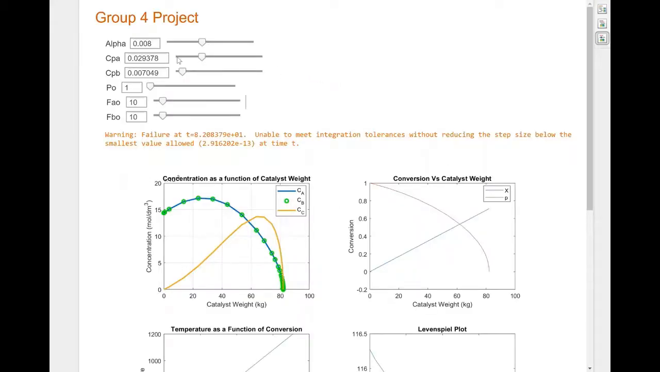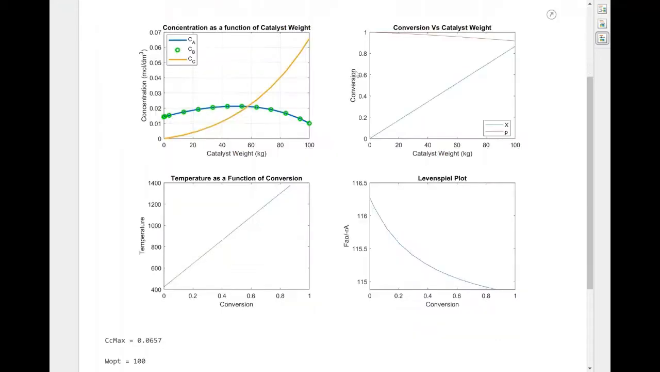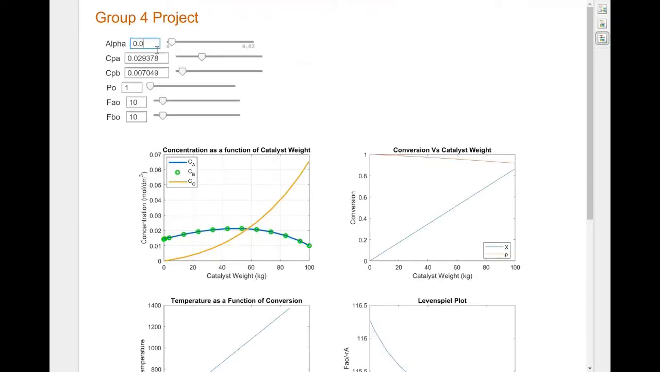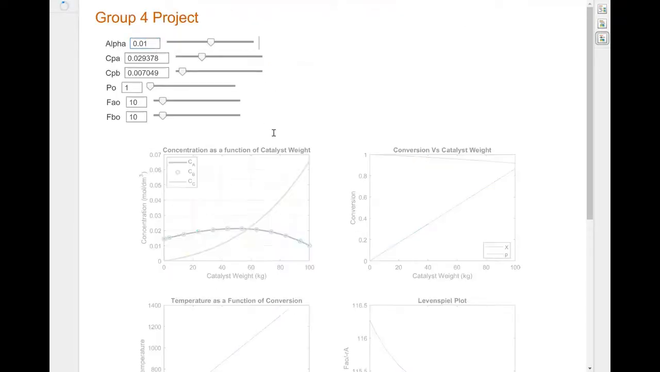Let's start altering our parameters with a lower bound alpha of 0.001. From this concentration versus catalyst weight plot, you can see that the concentration of our product has drastically increased. You can also see that the conversion is very high at about 86%. One caveat to this, however, is that we are using the entire length of our reactor, as 100 kilograms of our catalyst is necessary.